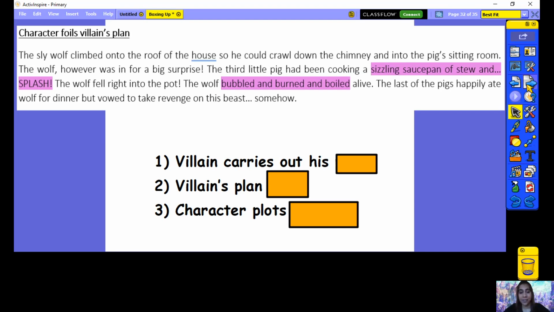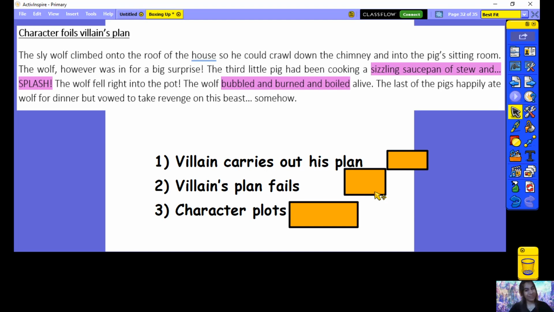Okay, I hope you gave yourself enough time. If not, pause the video. So number 1, the villain carries out his plan, again, to be invited into the house, ask to be let in, doesn't work out, so he decides to crawl down the chimney. That's his new plan. The villain's plan, does it work out or not? No, it does not. We know he falls straight into the stew. And what happens at the end?